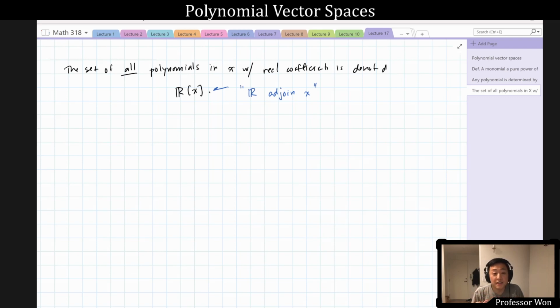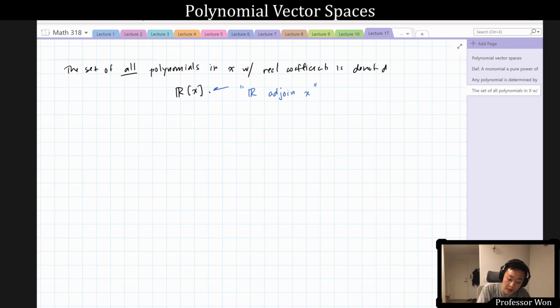But it's a little bit different from all the other vector spaces that we've really thought about before in this class and in 308, in that it's infinite dimensional. There's no finite basis for this polynomial ring. The one possible basis is every monomial. But of course, there are infinitely many of those.